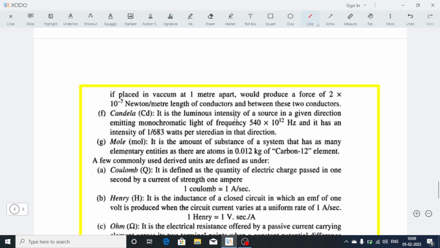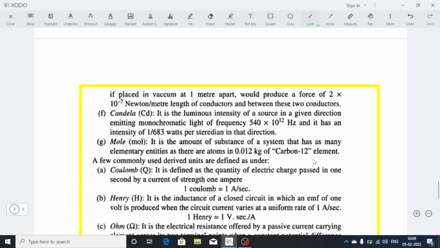Candela. It is the luminous intensity of a source in a given direction emitting monochromatic light of frequency 540 into 10 to the power 12 Hz, and it has an intensity of 1 by 683 watts per steradian in that direction. Mole. It is the amount of substance of a system that has as many elementary entities as there are atoms in 0.012 kg of carbon 12 element.